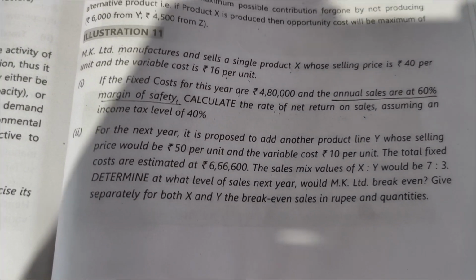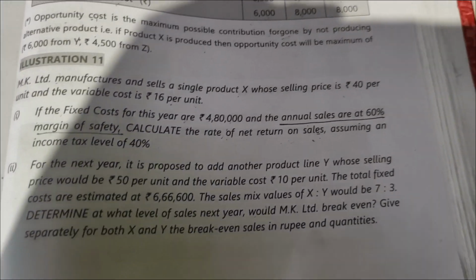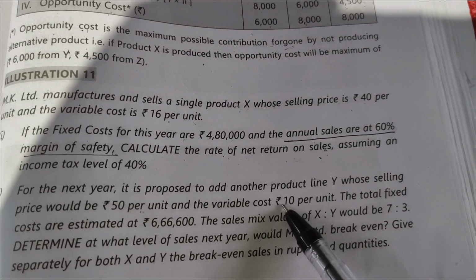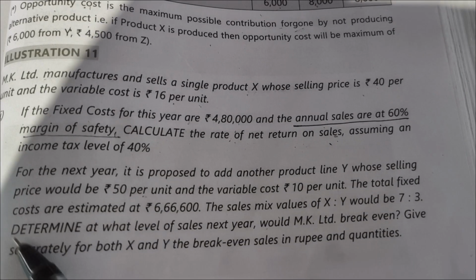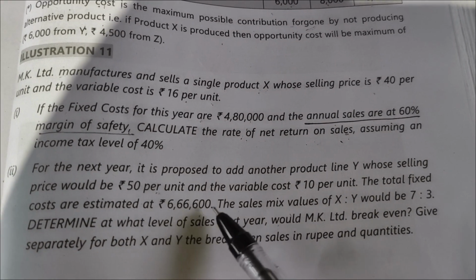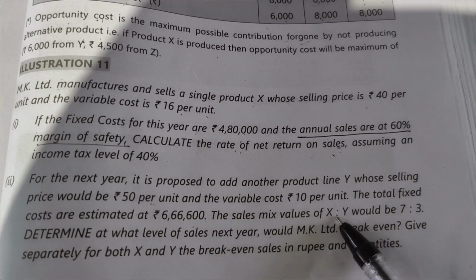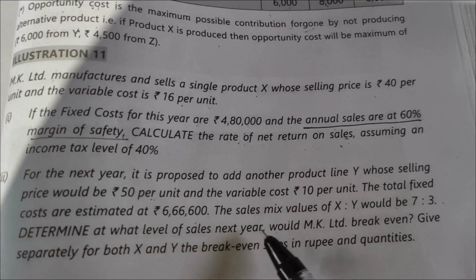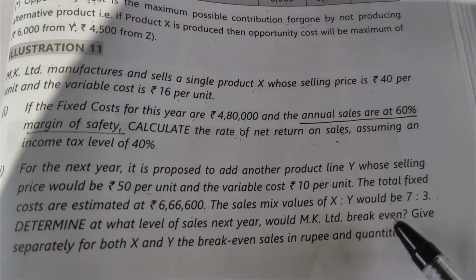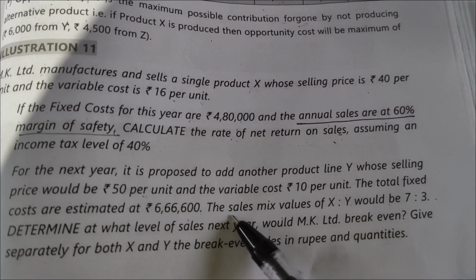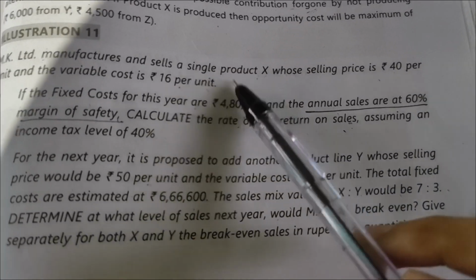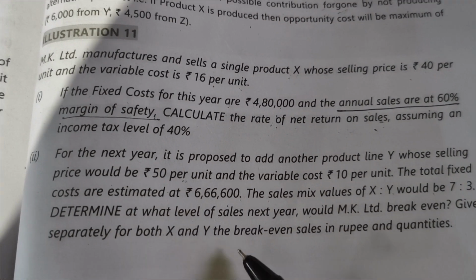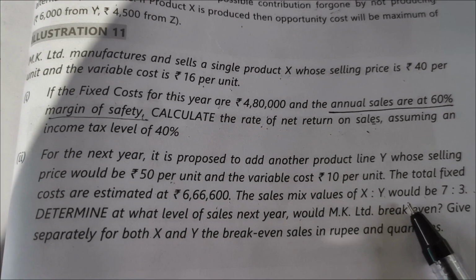Second part question is, for the next year, it is proposed to add another product line Y whose selling price would be 50 per unit and the variable cost is 10 per unit. The total fixed costs are estimated at 6,66,600. The sales mix value of X to Y would be 7 to 3. Determine at what level of sales next year MK Limited would break even. We need to find the break-even point when there is a sales mix of 7 to 3 between product X and Y. Give separately for both X and Y the break-even sales in rupees and quantity.